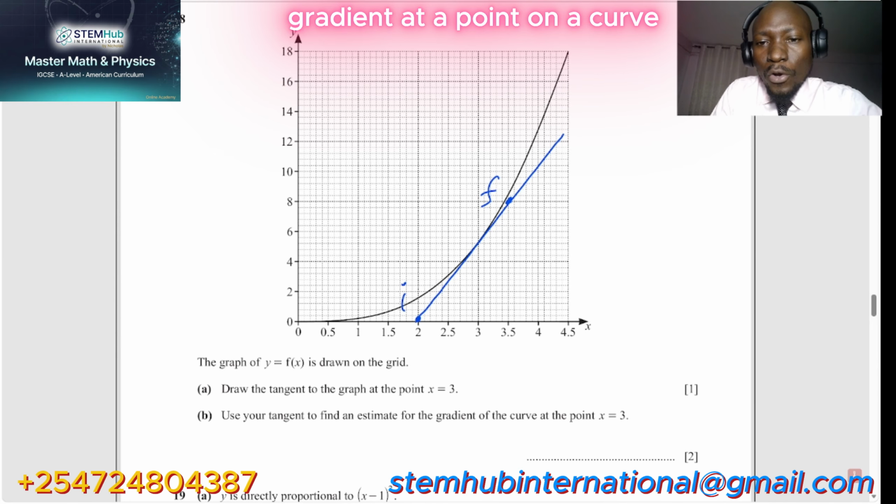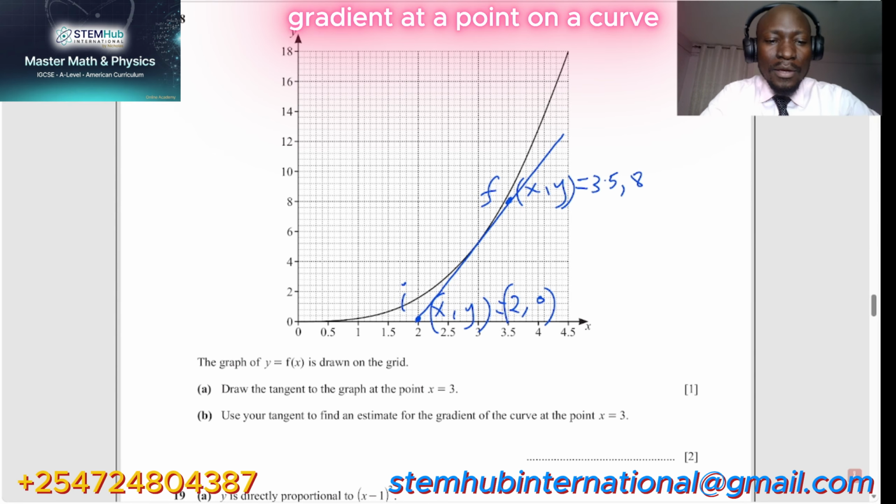Now, we are going to read the x, y coordinates at each particular point. So for the first one, the value of x is 3.5. The value of y is 8. For the second one, the value of x is 2, and the value of y is 0. Therefore, for the first point, the tangent must cut at one particular point.